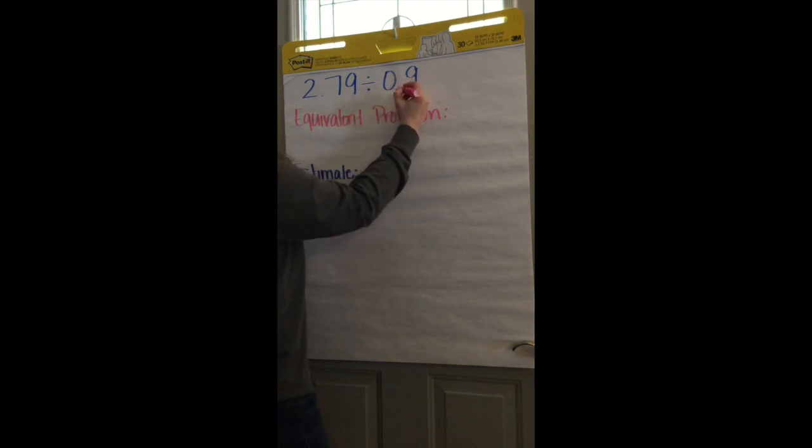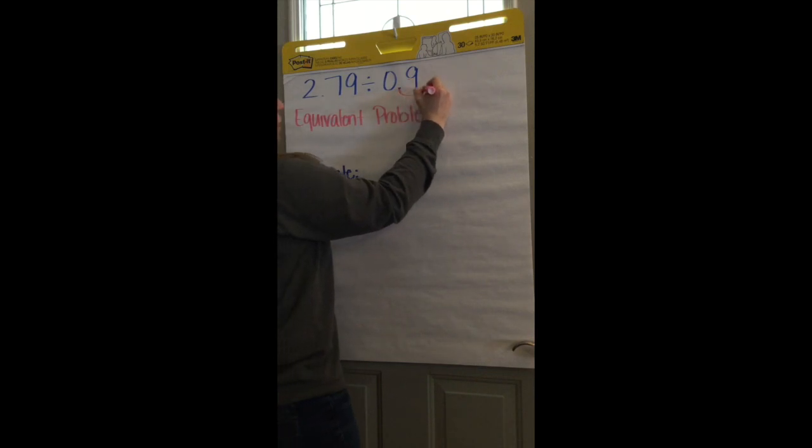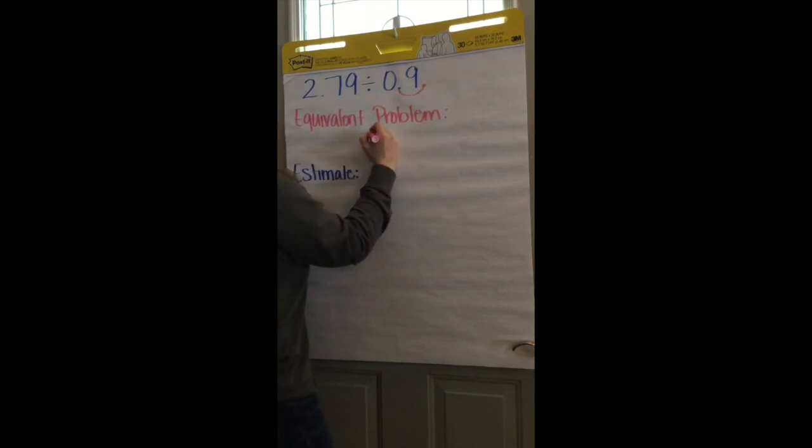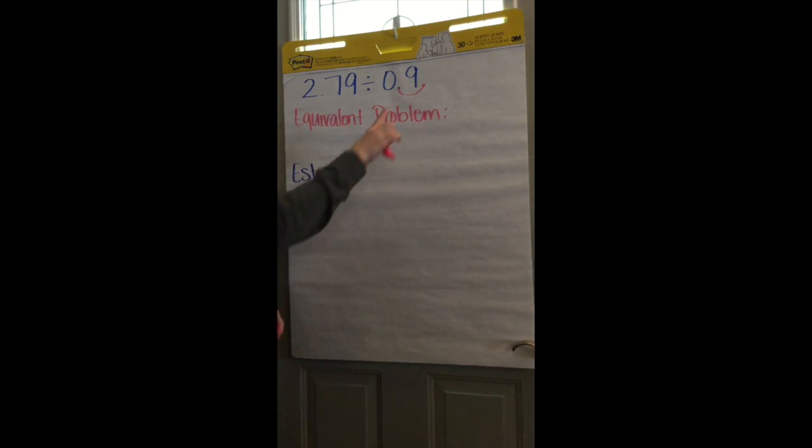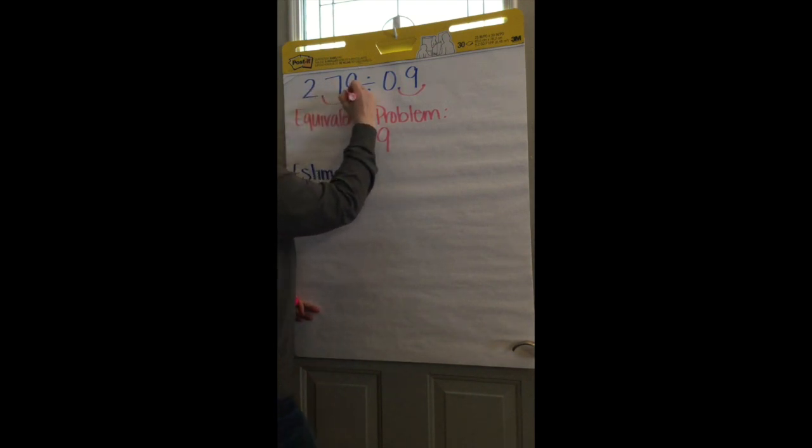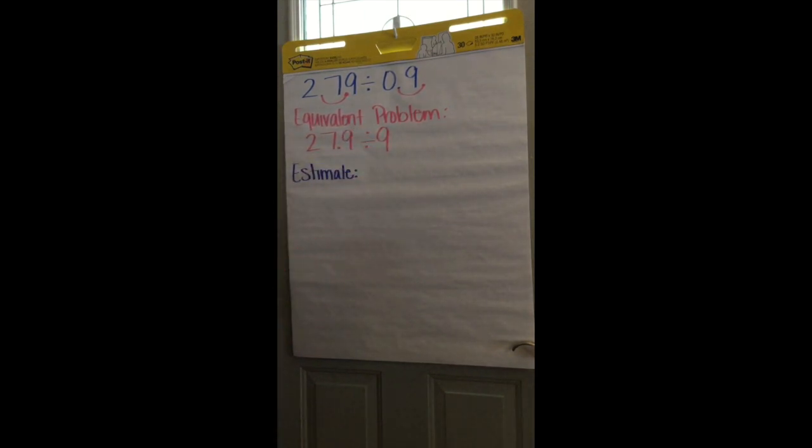So to make this decimal disappear, we're going to move this decimal over 1, and we're going to end up dividing by 9. Since we moved this decimal over 1, that means that we need to move this decimal over 1. We need to put it back down between the 7 and the 9. So our equivalent problem that we're actually going to divide out is going to be 27.9 divided by 9.